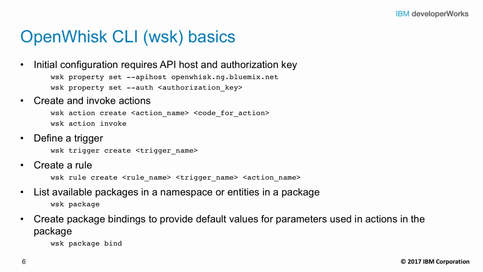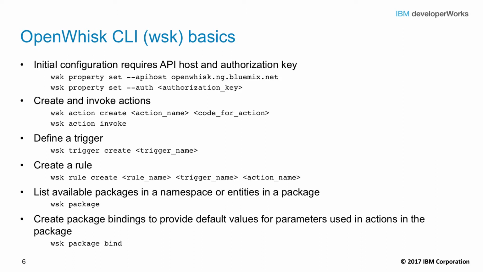The WSK action command is used to define actions or to perform test invocations of a defined action. The WSK trigger command is used to create and fire triggers. Firing a trigger can include parameters that are passed to any action associated to the trigger by a rule. The WSK rule command is used to manage rules that associate triggers to actions.